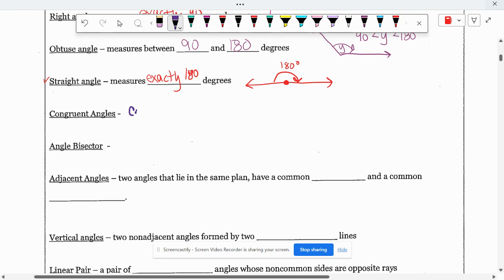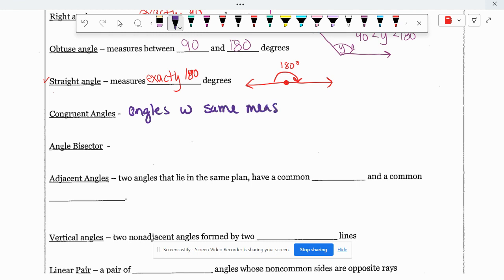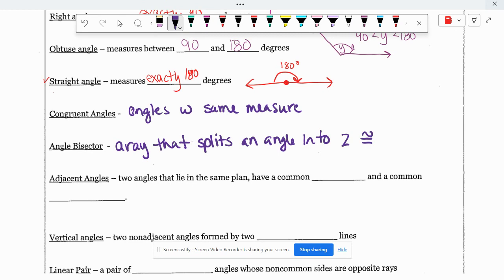Congruent angles are just angles with the same measure, same degree. An angle bisector is a ray that splits an angle into two congruent, equal measure pieces. This symbol right here means congruent.